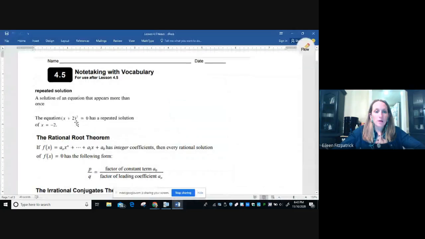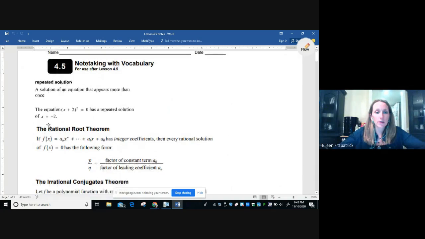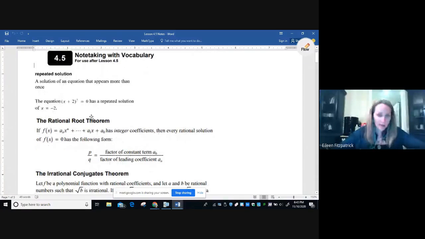Okay, so in lesson 4.5, we're going to be starting by talking about repeated solutions. We're still solving polynomial equations, but we're going to learn another method of solving polynomial equations. So to start with, repeated solutions, and you've heard me refer to some solutions as double roots, and we're going to talk more about that today. So repeated solutions, a solution of an equation that appears more than once. The equation (x + 2) squared equals 0 has a repeated solution of -2, okay?